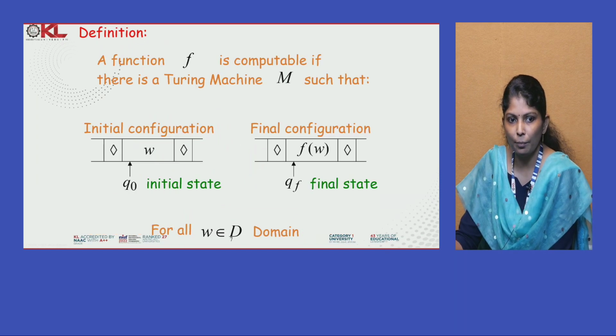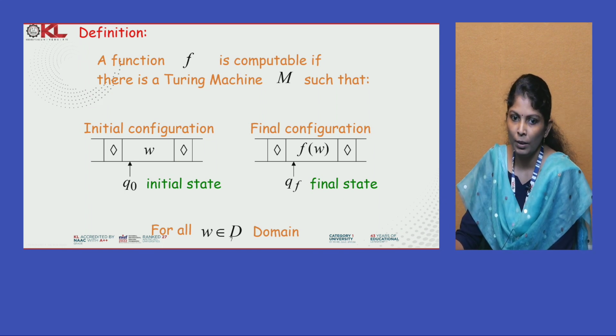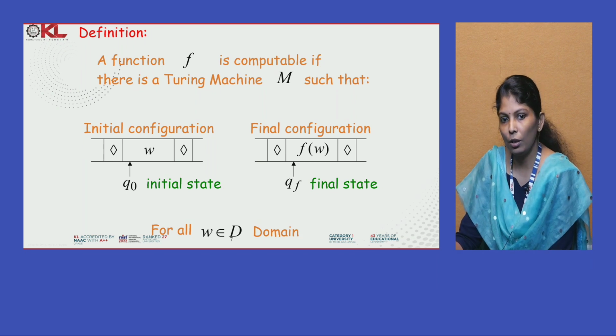So a function f is computable if there is a Turing machine M such that the initial configuration is like this: the input is on the memory tape, the system is in state Q0, and the read head is at the beginning of our input. That is the initial configuration of our machine, and after execution the configuration should be like this. f of w has to be calculated, and the machine should reach the final state QF with the read head at the beginning of our output. If this final configuration is possible, then the function is computable.